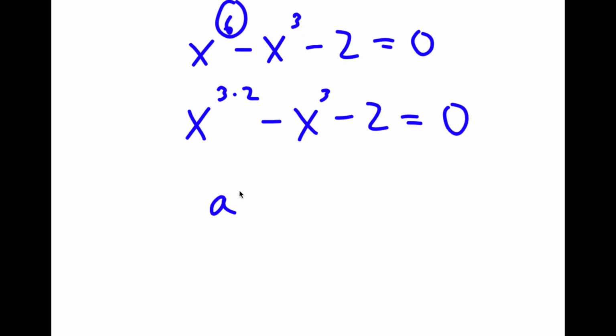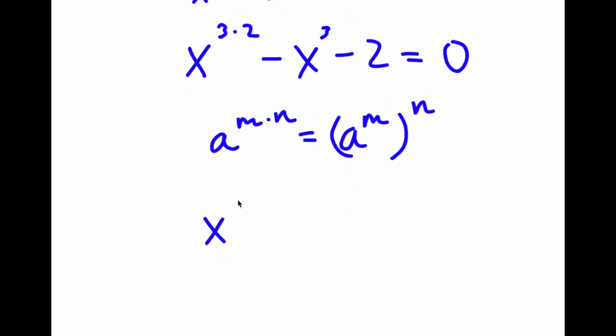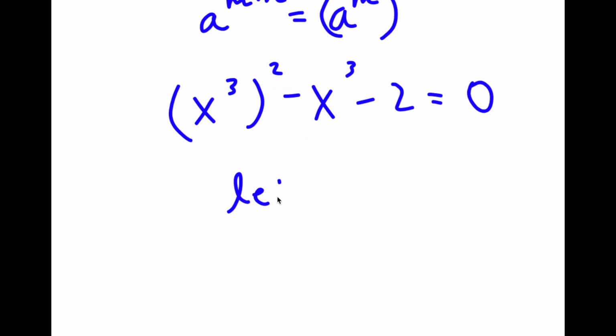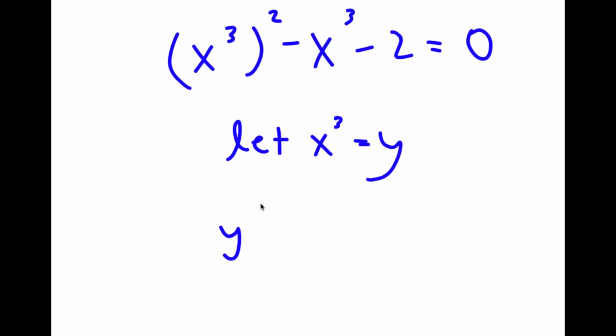Now if I have something in the form a to the power of m times n, this is equal to a to the power of m to the power of n. So x to the power of 3 times 2, that's going to equal x to the power of 3 to the power of 2. Now I have this minus x to the power of 3 minus 2 is equal to 0. Now I'm going to let x to the power of 3 equal y. So now I have y squared minus y minus 2 is equal to 0.